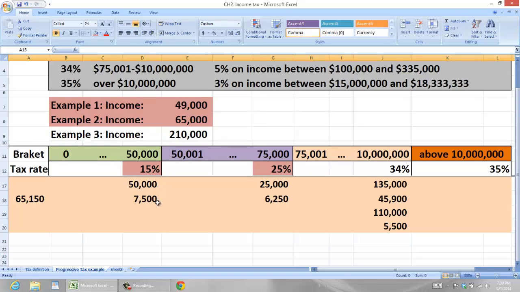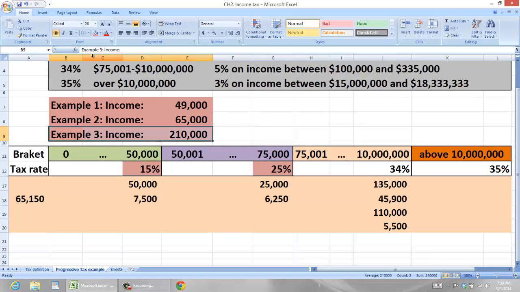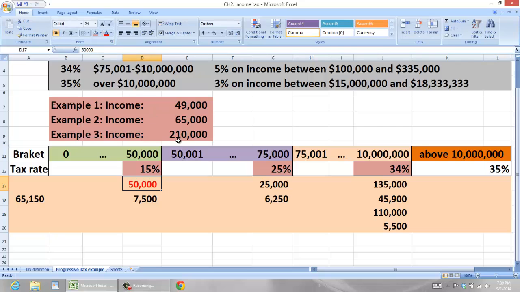Finally, let's look at the situation where our income is 210. So over here, 210 falls into the range of 75,000 to 10 million, right? So it means you have to worry about that bracket, you have to worry about this bracket and the third bracket as well. So as we discussed before, out of the 210, the first 50,000 falls in the first bracket, and you have to pay 15% tax, and therefore the amount of tax paid is 50,000 multiplied by 15% is 7,500.